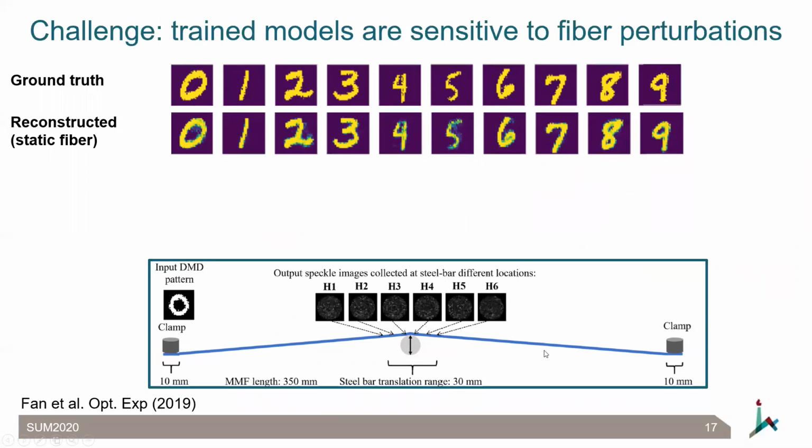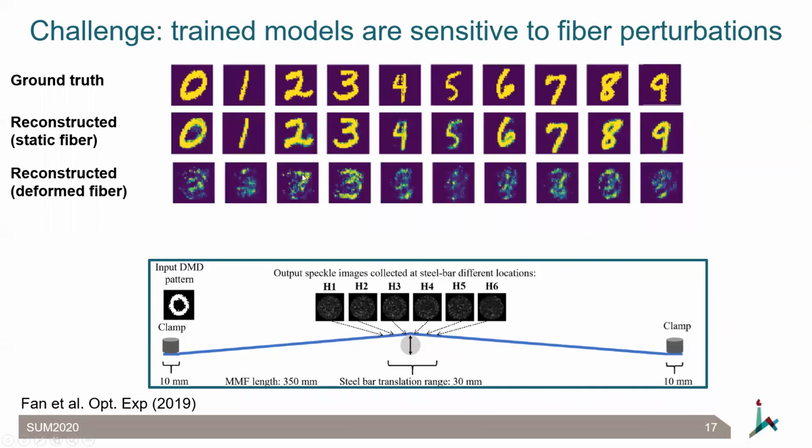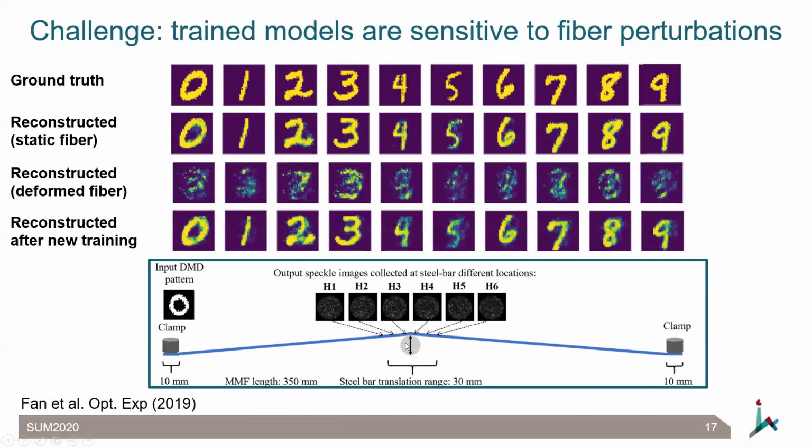And then they made the fiber move. In this example, they took a metal rod and moved it by a few centimeters and changed the bend of the fiber. When they tried to reconstruct the images after the fiber had moved, the network didn't work well. What they did next was train it again: they moved the rod over several different positions, trained the network over all the positions of the 6 configurations in this example, and then the network was able to reconstruct the objects quite well.